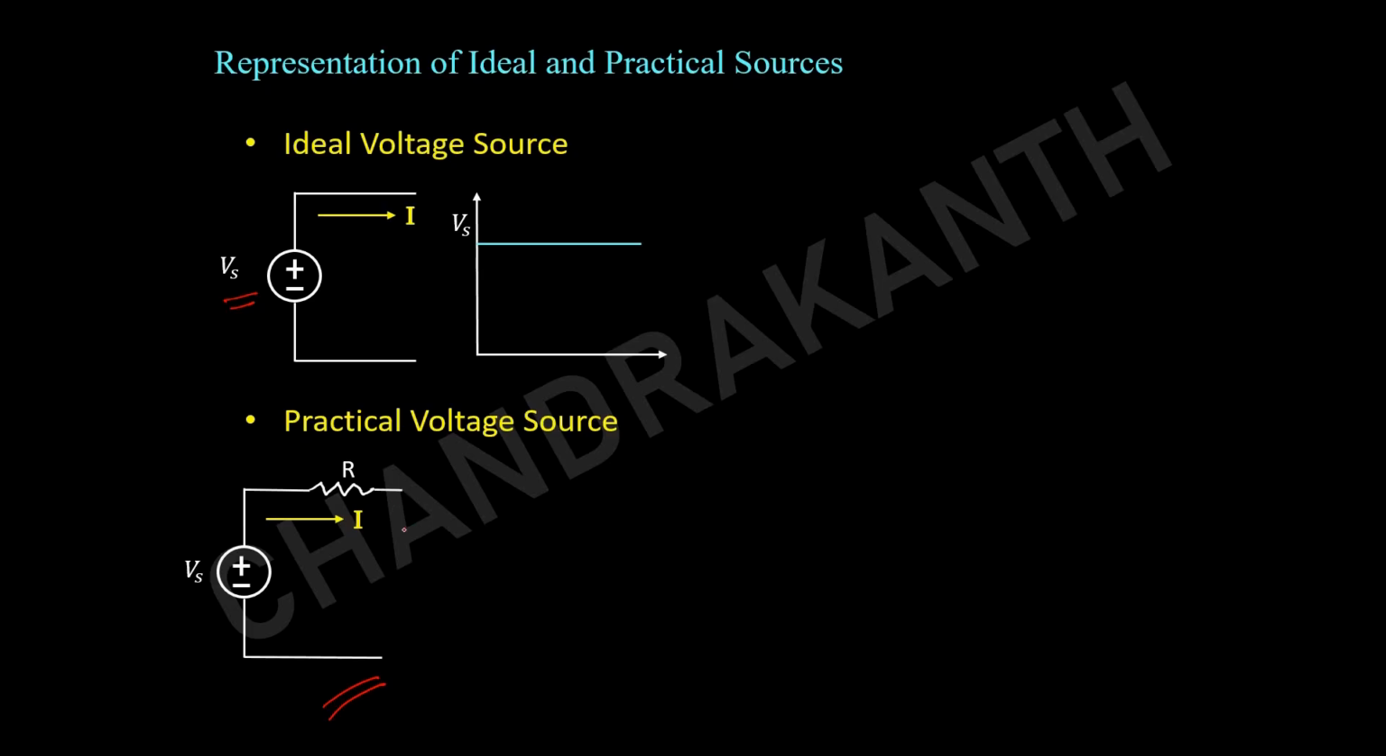So the voltage that is going to appear across the terminals will be the applied voltage minus the drop across the resistive element. If you see the practical voltage source characteristics, this dashed line represents the applied voltage Vs. This voltage is actually the voltage which is going to appear across the terminals after a certain drop. This is nothing but the drop across the resistive element, that is the IR drop.